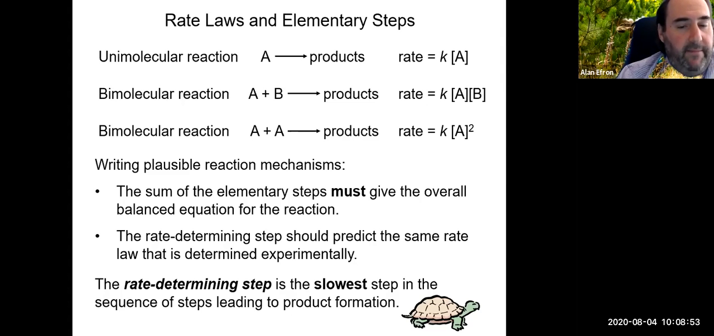But you can write basically a rate law here for each of the elementary steps using the coefficients as the exponents. So for example here, this would be rate equals k times A to the 1. This would be A to the 1 and B to the 1. Here the coefficient technically is 2A, and that's where the 2 comes from here.